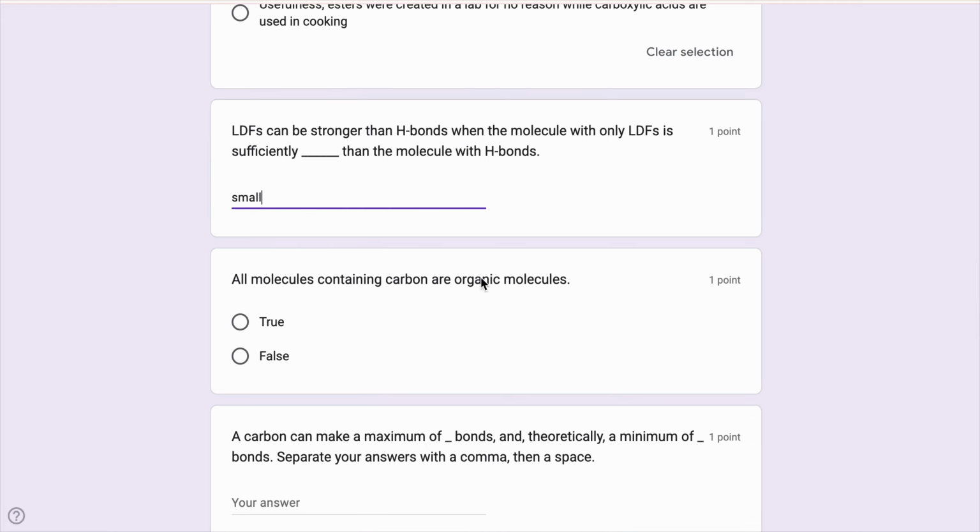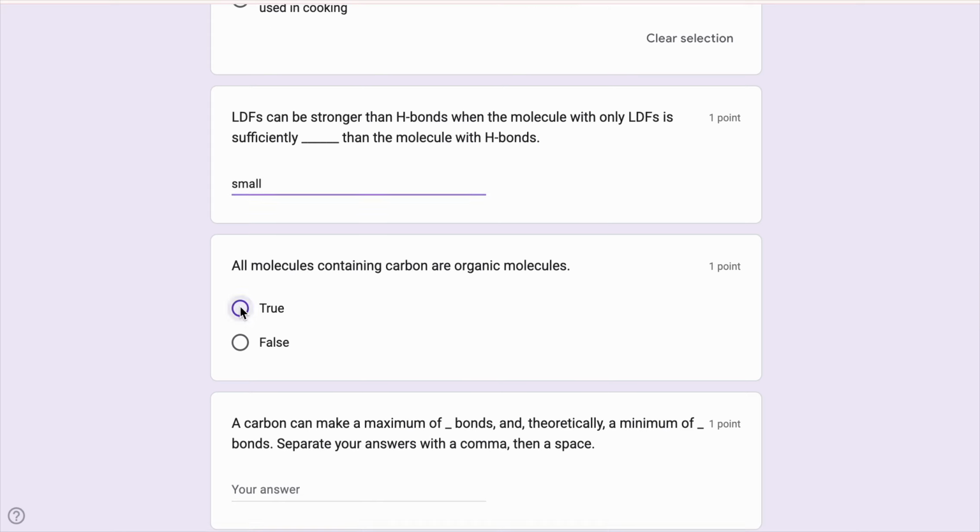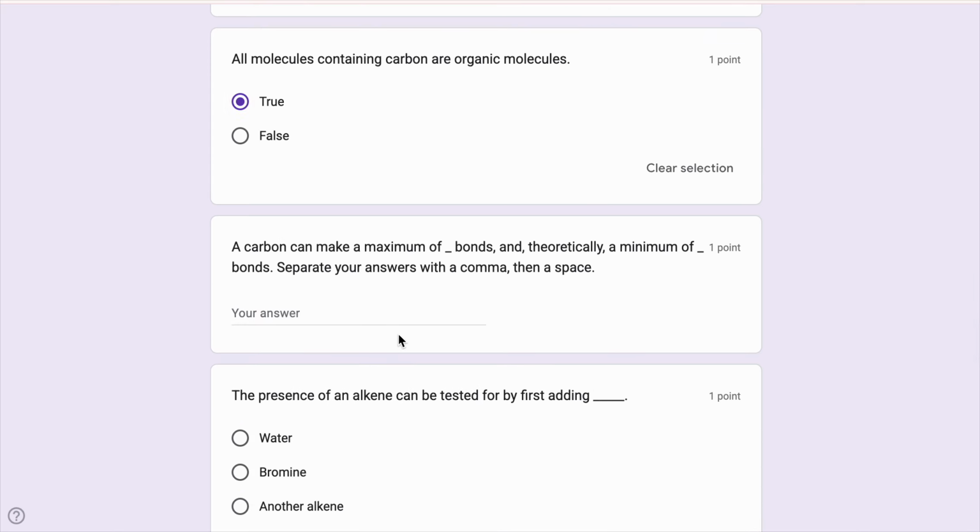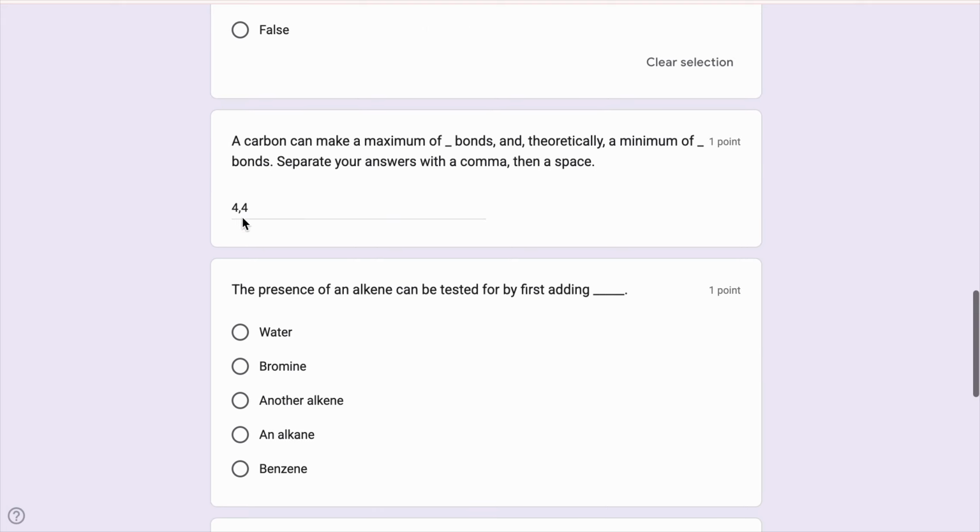All molecules containing carbon are organic molecules. True. A carbon can make a maximum of 4 bonds and theoretically a minimum of 2 bonds.